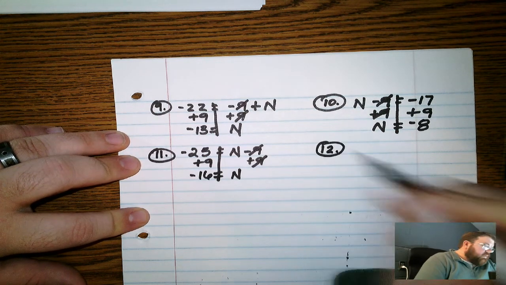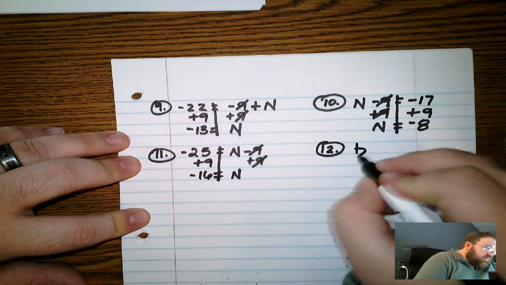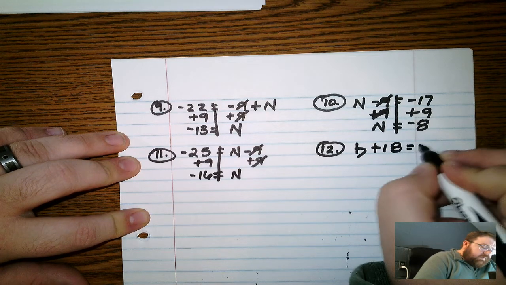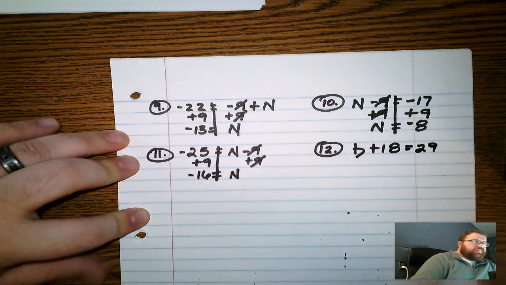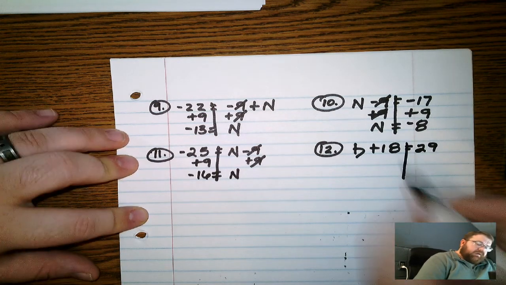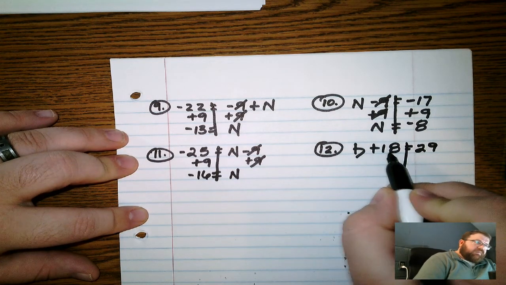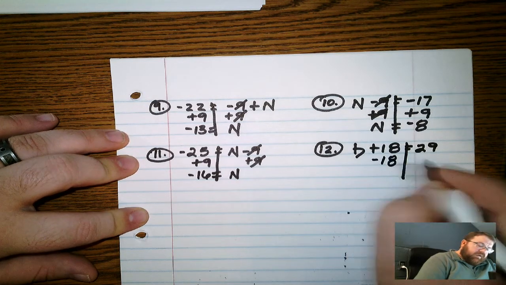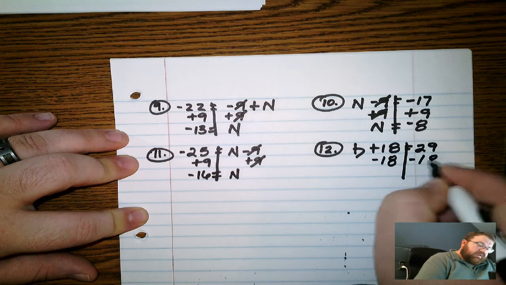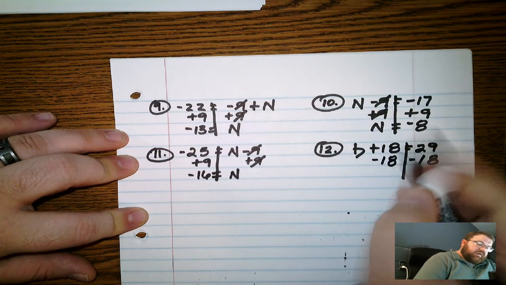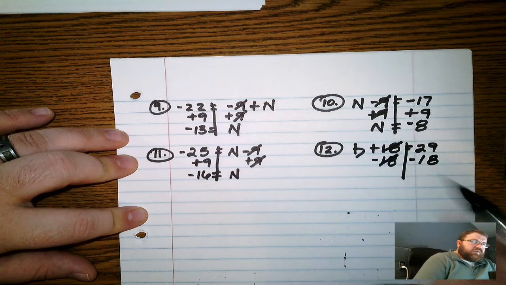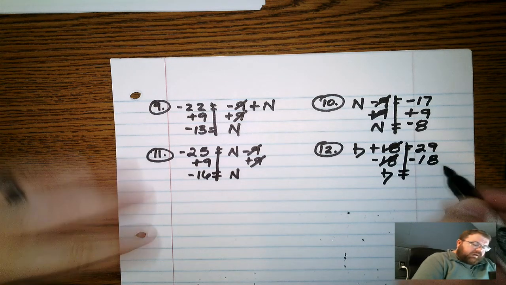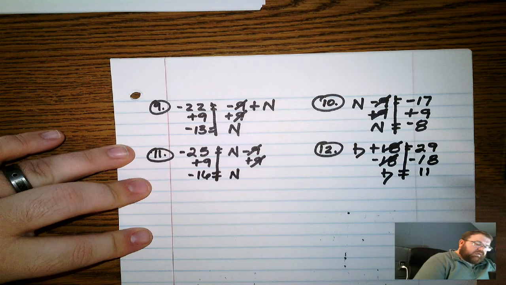12 is b plus 18 is equal to 29. I'll draw my line. Positive 18. Remember, your goal is to get your variable by itself. So I'm going to subtract 18. Since I did it to this side, I have to do it to this side. 18 minus 18 is 0, so it cancels. Leaves you with b is equal to 29 minus 18, which is positive 11.